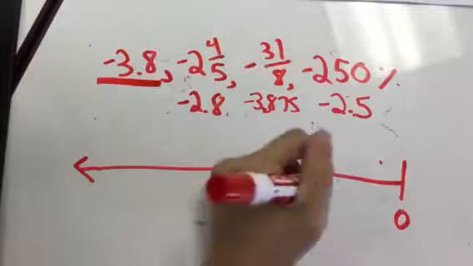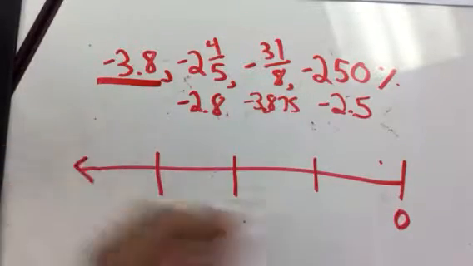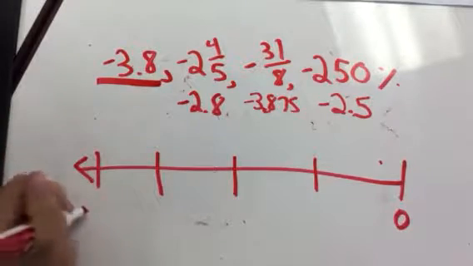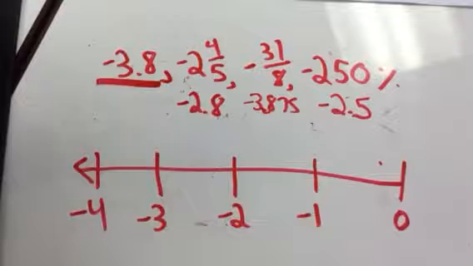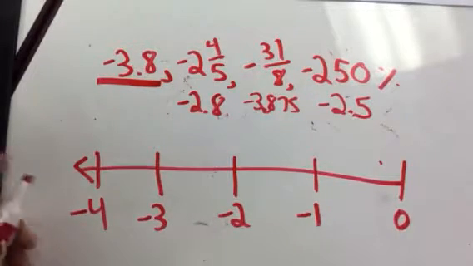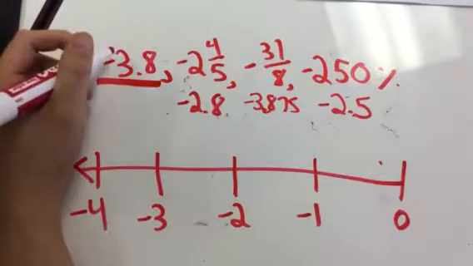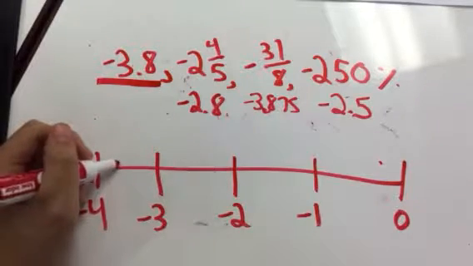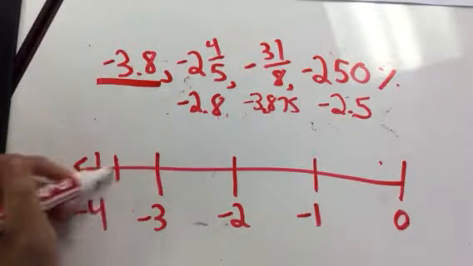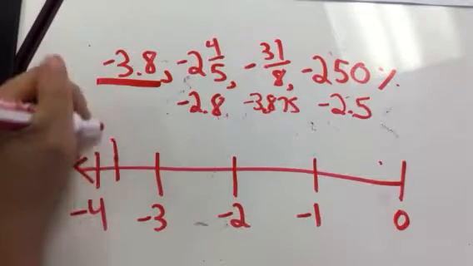So this is 0. I have -4, -3, -2, -1, and then 0. So let's try to figure this out. I'm going to go with this one first, just because it's closest. We have -3 and 8/10. I think that belongs around over here, because it's more than halfway, so it's closer to -4 than it is to -3.